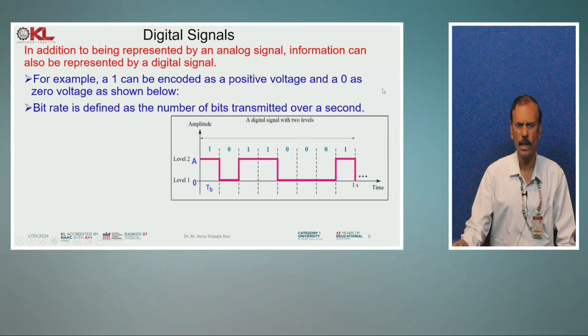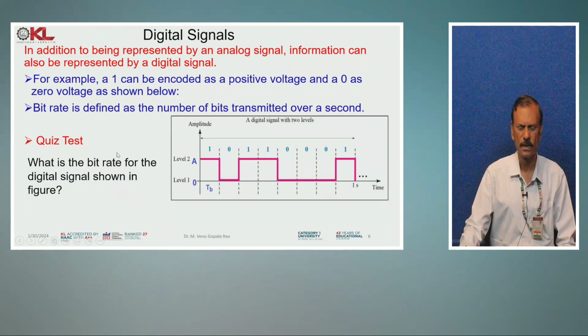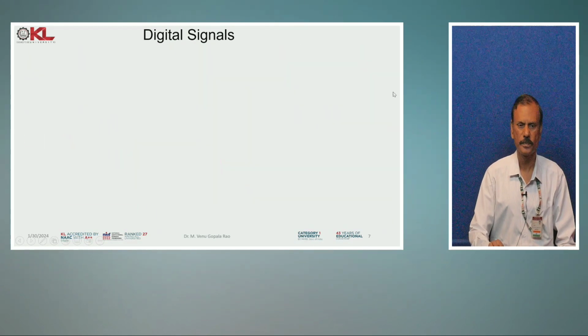We have already studied bit rate while studying PCM, pulse code modulation. What is the bit rate? The bit rate is defined as the number of bits transmitted over 1 second. This is the definition already given. Now I will ask you a quiz question. What is the bit rate for the digital signal shown in the figure? A digital signal has been shown here. So what is the bit rate? We have to get this answer.